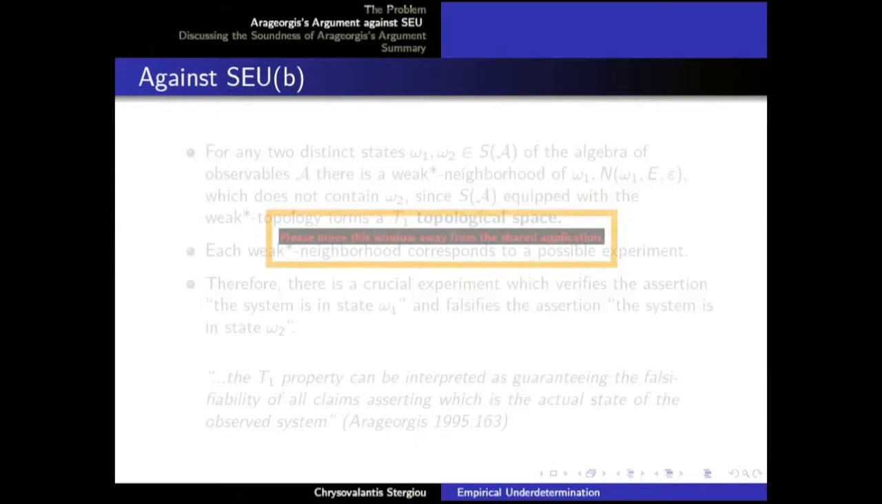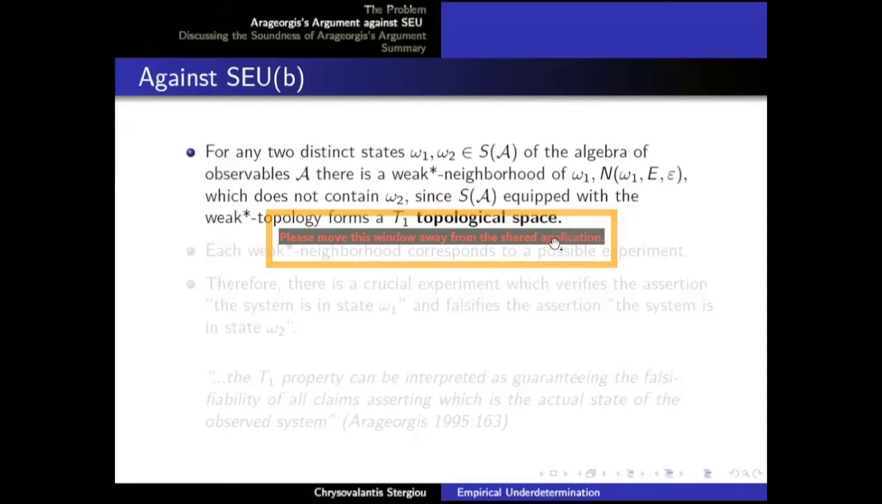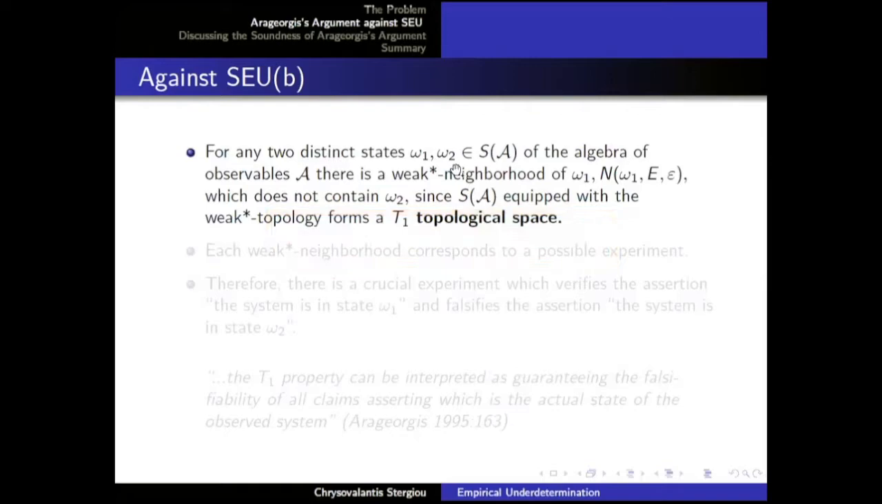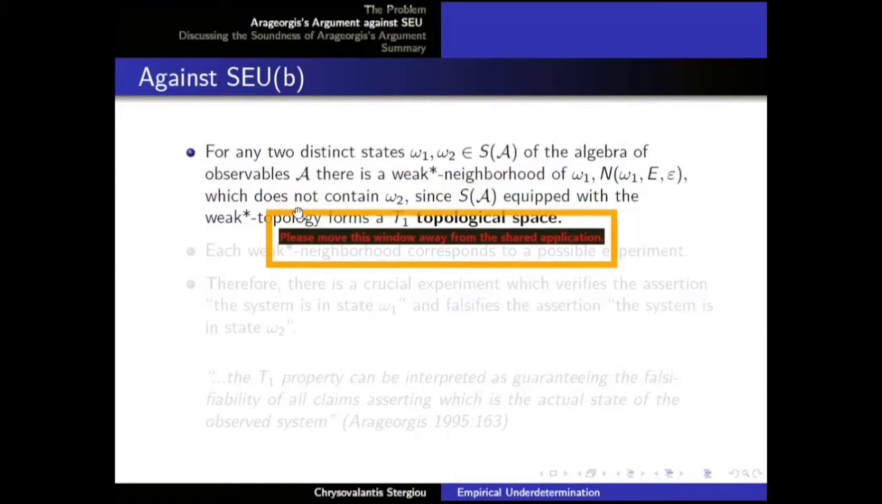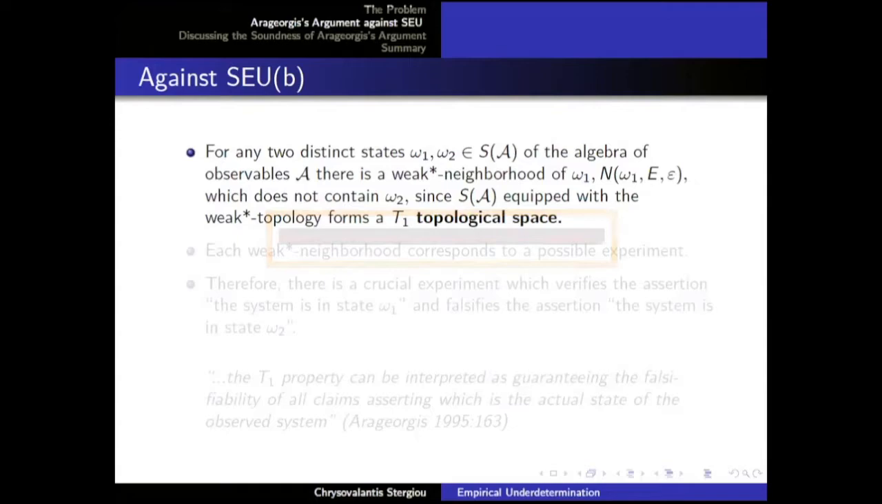So against the indistinguishability of the states in terms of monitoring experiments, we have this. For states omega one and omega two in the state space of the algebra of observables, there is a weak star neighborhood of omega one which does not contain the other state, since the state space equipped with the weak star topology forms a T1 topological space. So if you have a T1 topological space, you should be able to distinguish the states by means of neighborhoods.